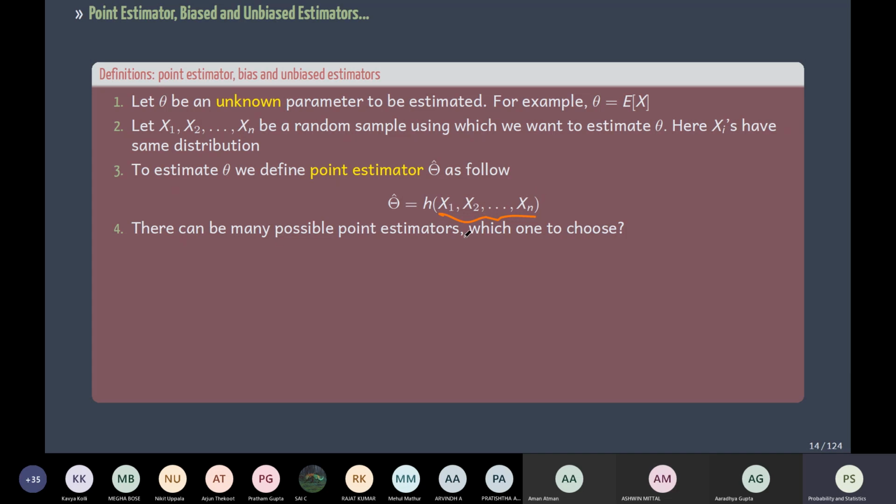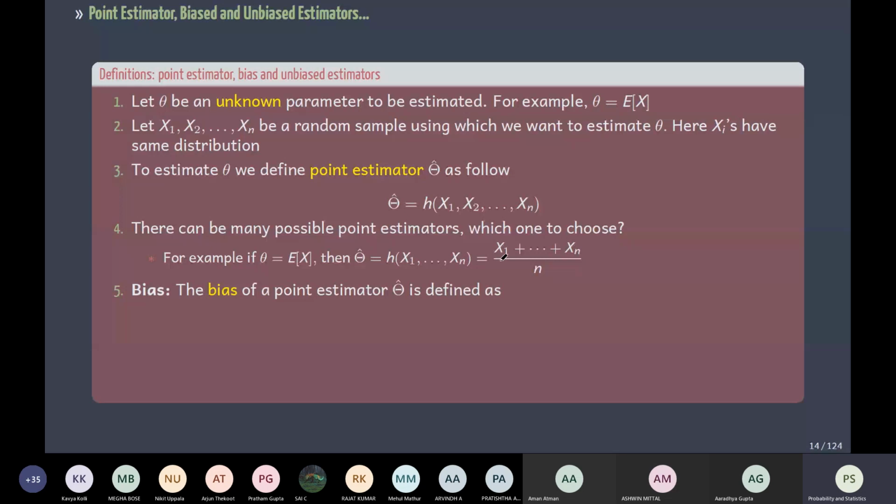There can be many possible point estimators, because I have this generic function h. So the question is, which one is the good one to choose? For example, if the parameter we want to estimate is the expectation of x, then the point estimator we choose is h, defined as h of x1 to xn equals the sum of x1 to xn divided by n. This is one possible point estimator.